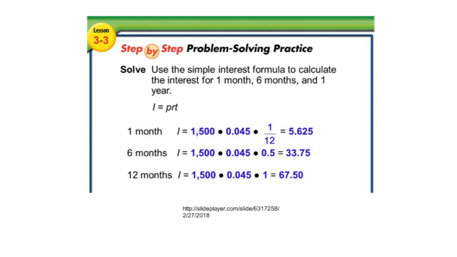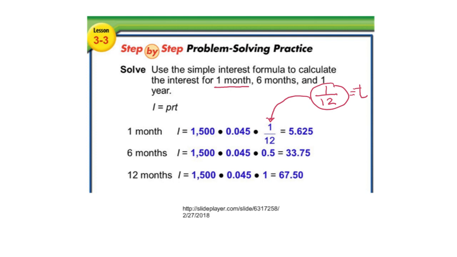What to do if they give you time measured in months? If you are saying that the time is 1 month, remember you're going to write this as a fraction. This is 1 month out of a total 12 months in a year. So that's where they came up with the 1/12 for time. That's your T.